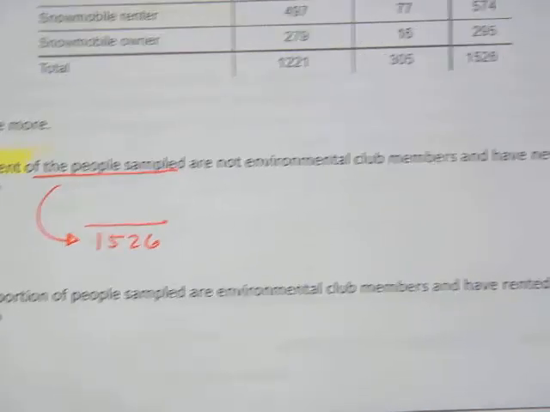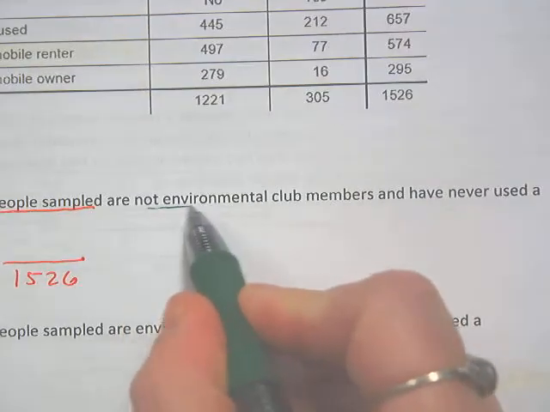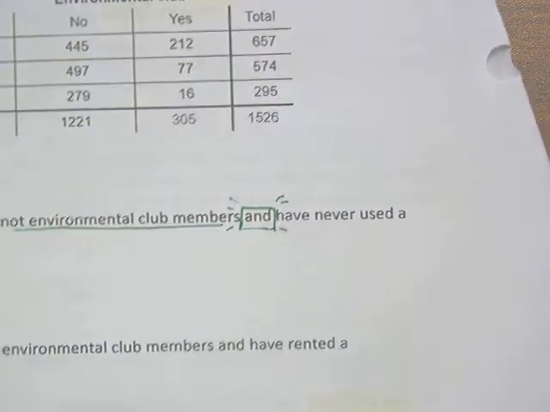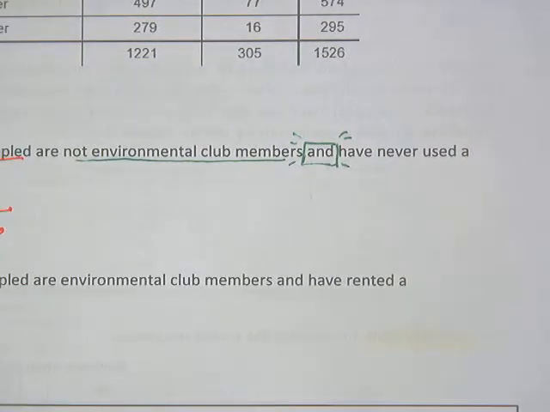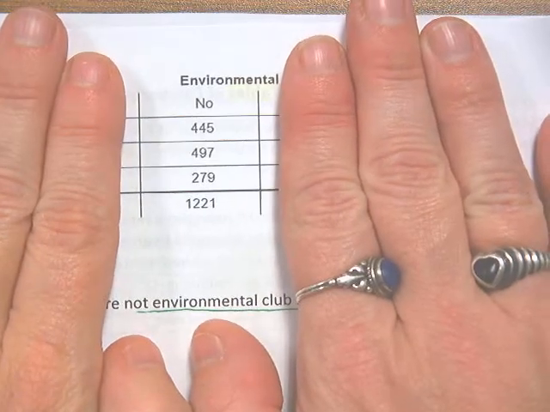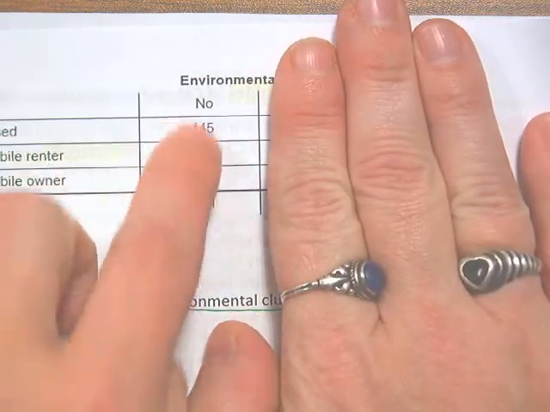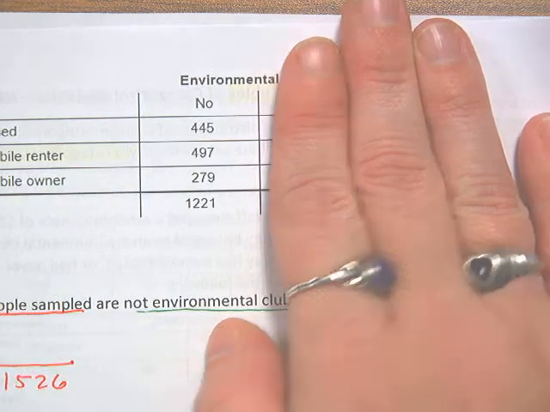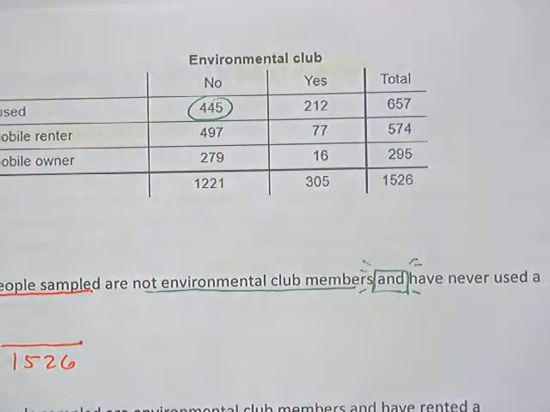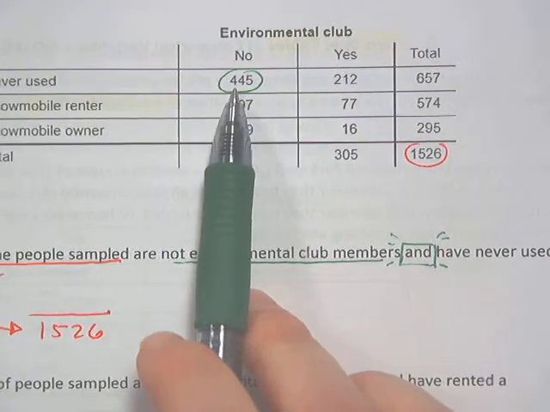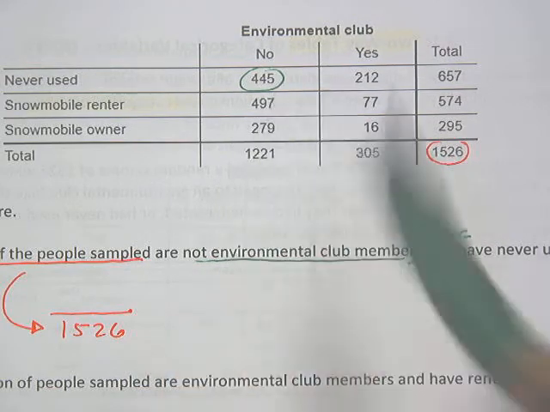They're not environmental club members. The key word here is and. When your word problems have and in them, we're going to talk about this in just a minute, that's how you know it's joint relative frequency. But they're not environmental club members, so that narrows it down to this column. And they have never used a snowmobile. So what number out of the no column is never used? It's not that difficult. So out of everybody, the number of people who are not environmental club members and have never used a snowmobile are this 445.